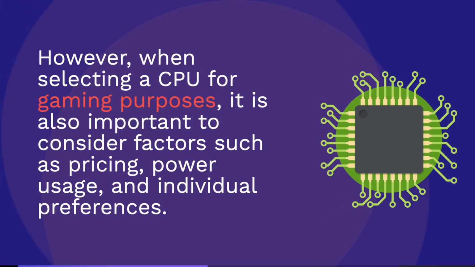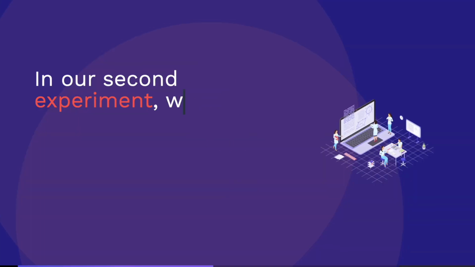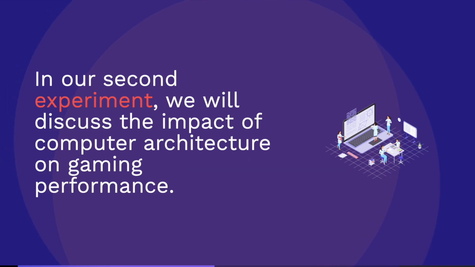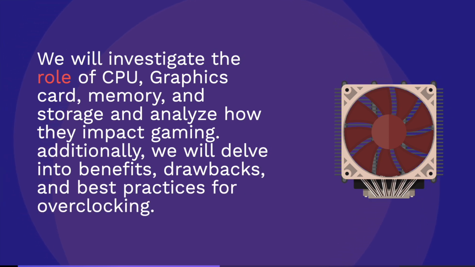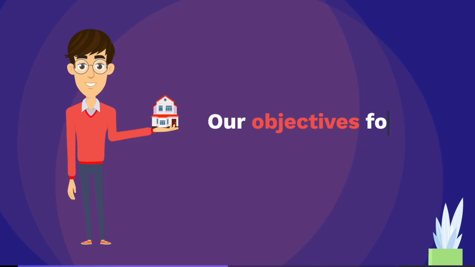However, when selecting a CPU for gaming purposes, it is also important to consider factors such as pricing, power usage, and individual preferences. In our second experiment, we will discuss the impact of computer architecture on gaming performance. We will investigate the role of CPU, GPU, memory, and storage and analyze how they impact gaming performance. Additionally, we will delve into benefits, drawbacks, and best practices for overclocking.